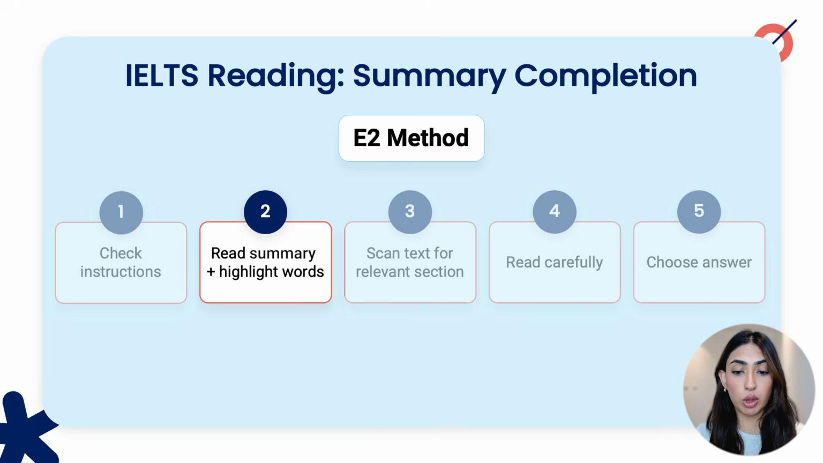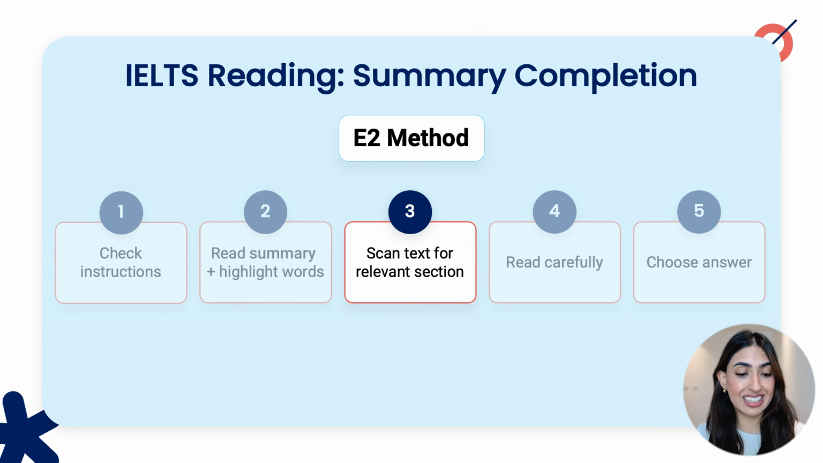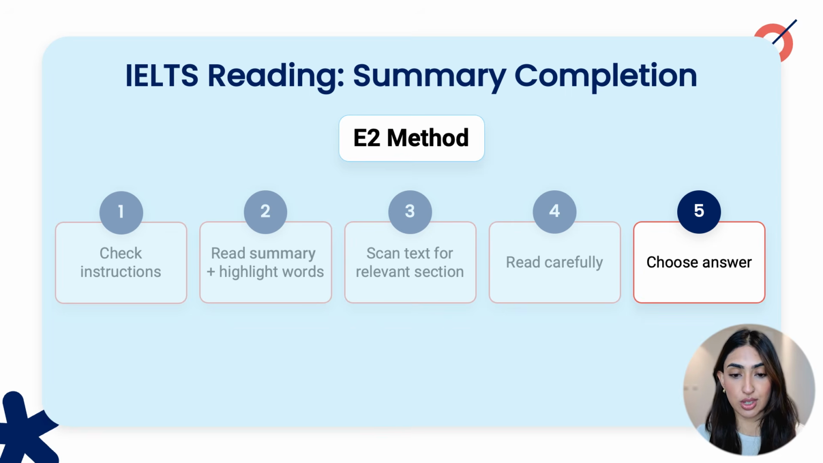In step 2, you need to read the summary and highlight keywords. The keywords will help us when we're searching through the text to locate our answers. In step 3, you need to scan the text for the relevant section. This means you need to look for the correct part of the text that corresponds to or refers to the summary that you're completing. Step 4 is read carefully. Once you've found the relevant section of the text, you need to read it carefully for meaning to finally lead you to step 5, which is to choose your answer.